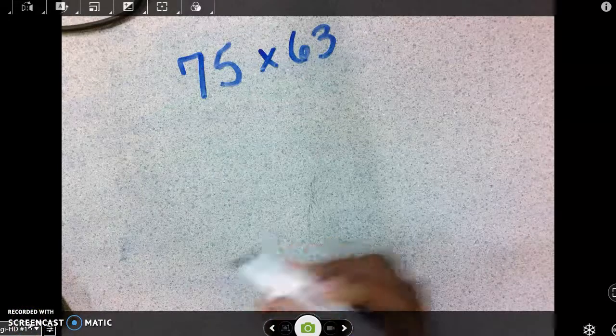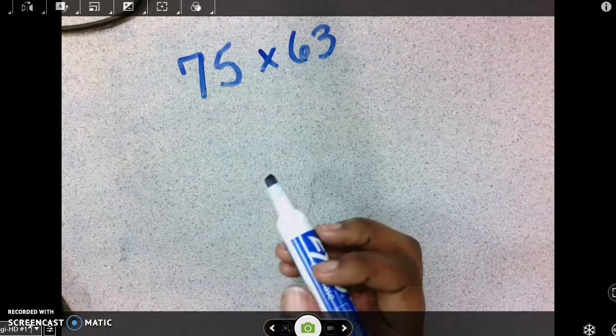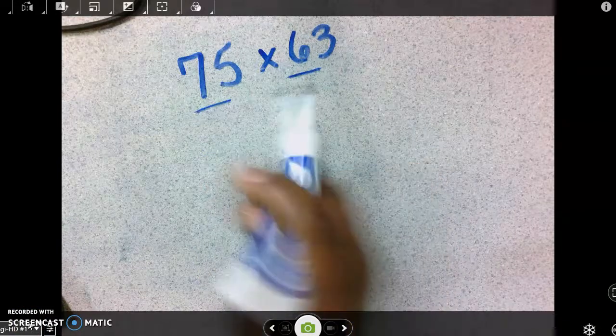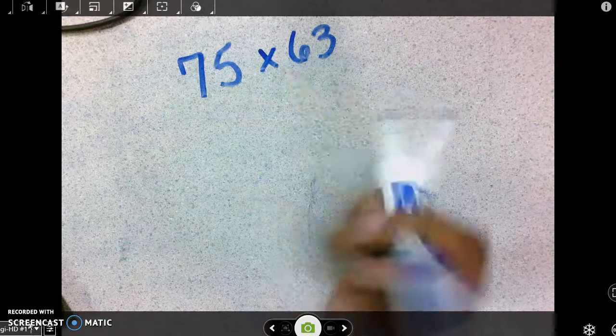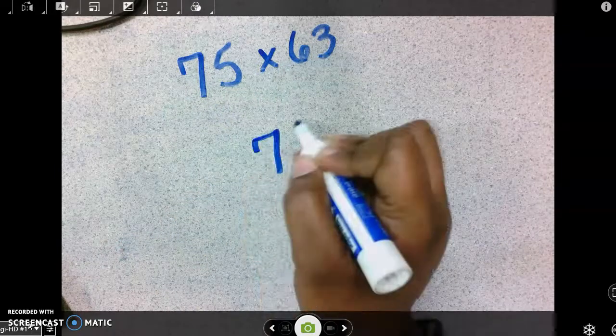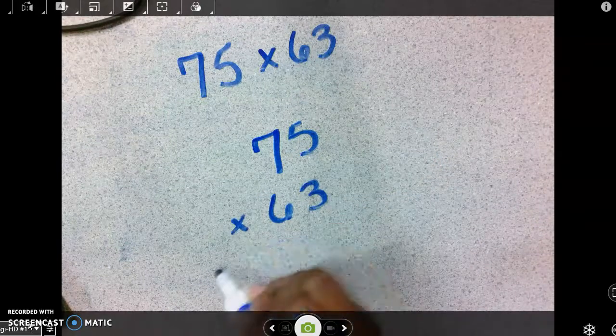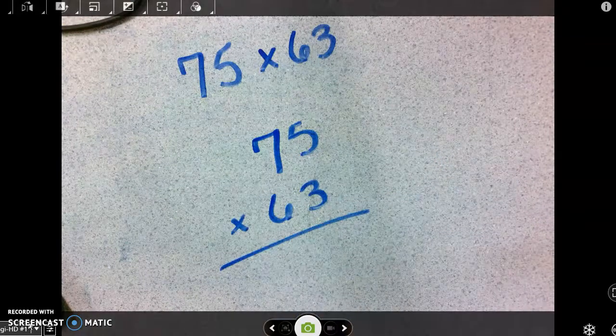I want to give you a tutorial on the standard algorithm, but with a 2-digit by 2-digit number. So this is the standard algorithm with a 2-digit by 2-digit number. Here we're going to stack our numbers on top of each other, larger one on top. And now I'm starting. I'm going to start in the ones place.